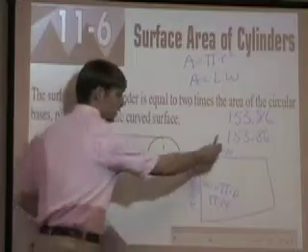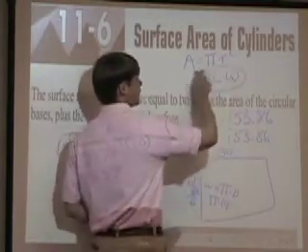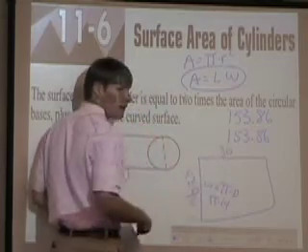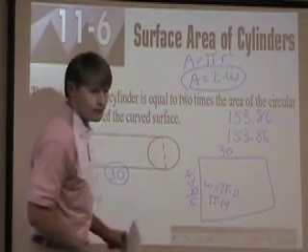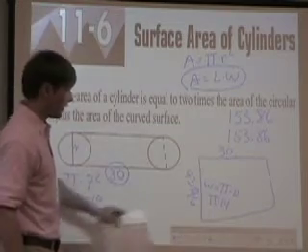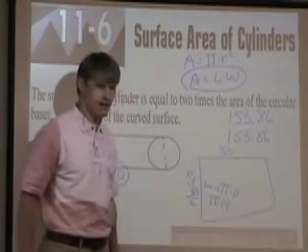Now we have a rectangle, and the area of a rectangle is length times width. So I've got 30 times 43.96, so what does that give you? 1,300 or something? Length times width. What is it?